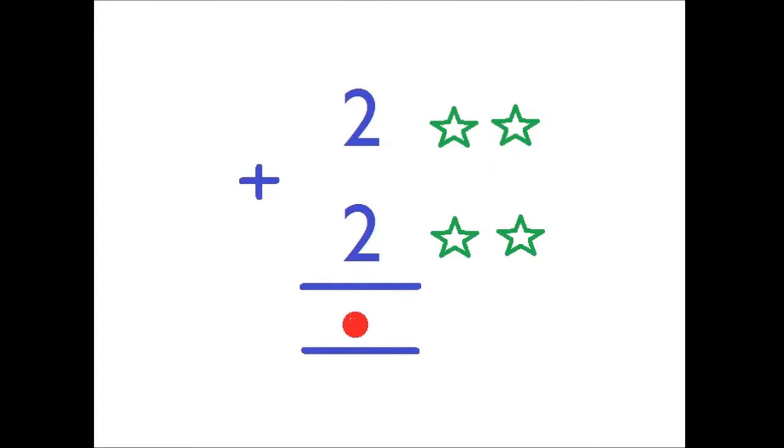So let's get our answer by counting up all the stars. Ready, boys and girls? Here we go. Count with me. 1, 2, count on. 3, 4. How many stars did I get? 4. 1, 2, 3, 4. So boys and girls, 2 add 2 equals 4. And here you see we put our answer right in between the equal sign like that.